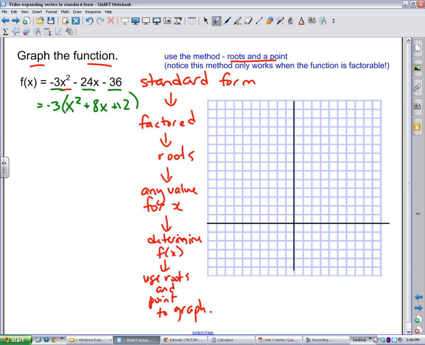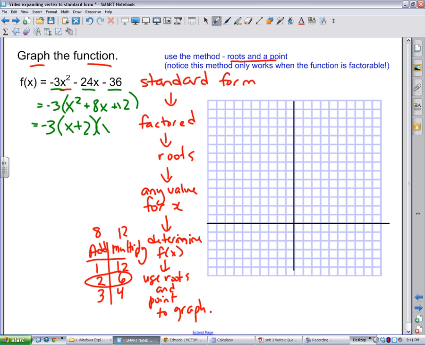So now I actually have a simple trinomial to factor, so that really means that I will need to add to the value 8 and multiply to the value of 12. Let's see, so there's 1 and 12, 2 and 6, and 3 and 4, and I found my pair of 2 and 6. So I can factor this with the common factor -3, and I have x plus 2, x plus 6, and we are factored.